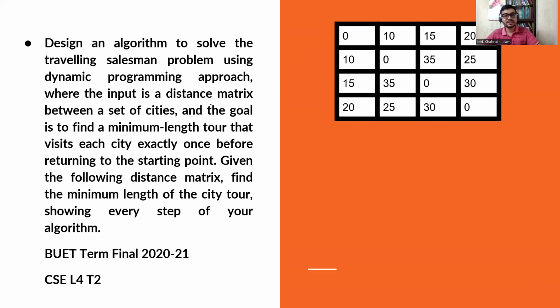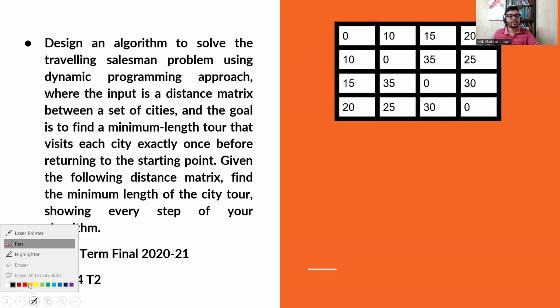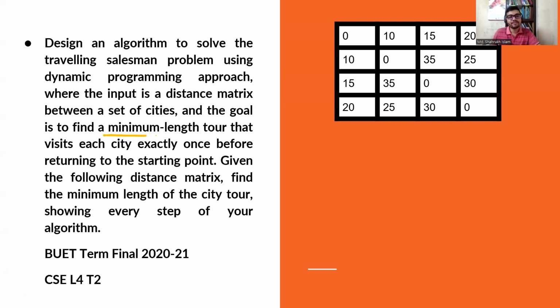We have to solve where input is a distance matrix. Input means the cost between a set of cities, and the goal is to find minimum length tour. We have to find minimum length tour that visits each city exactly once before returning to the starting point. So given the following distance matrix, this is the distance matrix we are given. You can see at the right corner. Distance matrix, find the minimum length of the city tour. This question is from BUET Term Final 2020-21, and this is for level 4 term 2. So this is our input matrix.